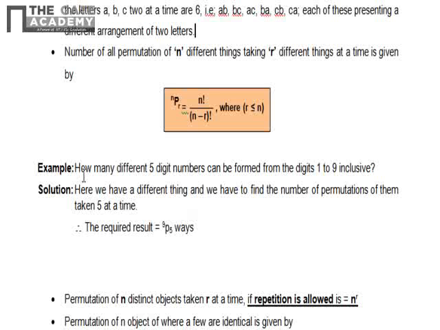We'll take one example. How many different 5-digit numbers can be formed from the digits 1 to 9 inclusive? So there are 9 digits and we have to form a 5-digit number. So we can write 9P5 ways. We can prove this in other ways also. So it was written that you have to form a 5-digit number, that means 5 places are there, and the total digits are 9.